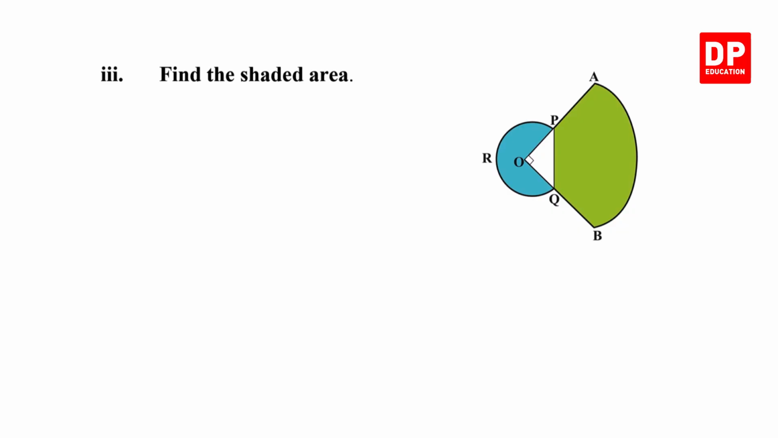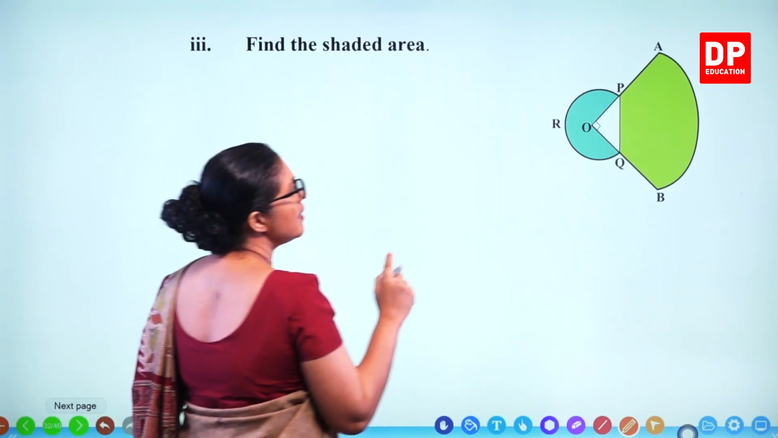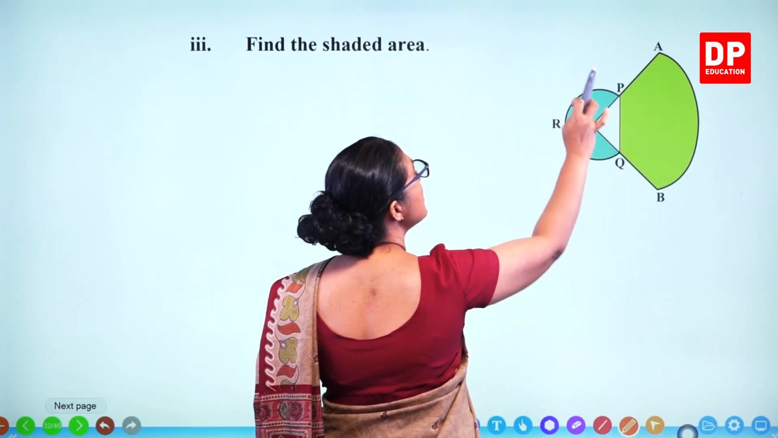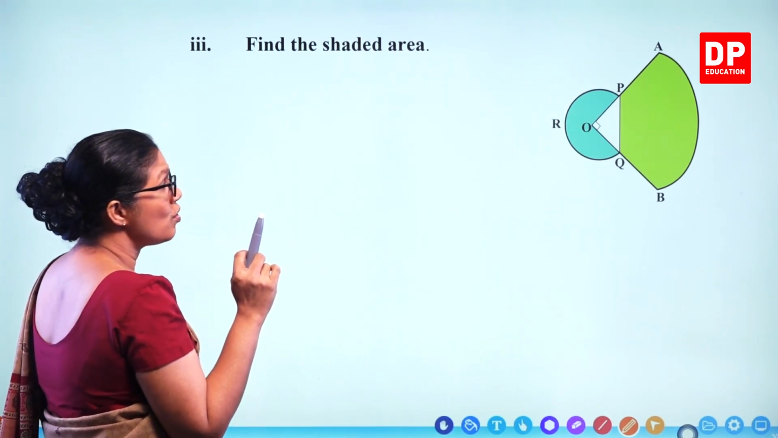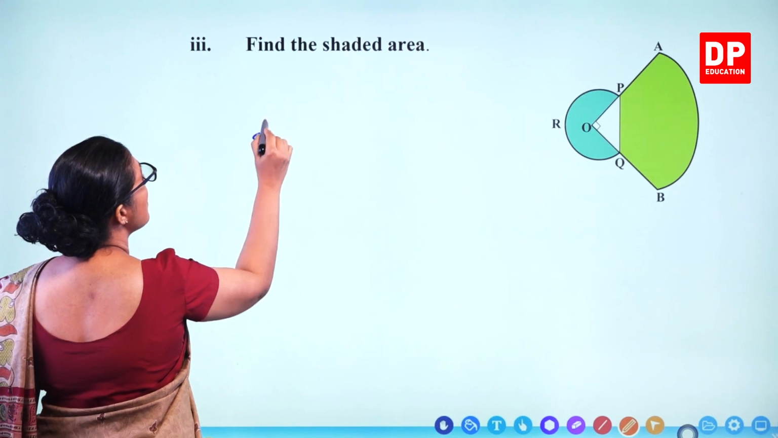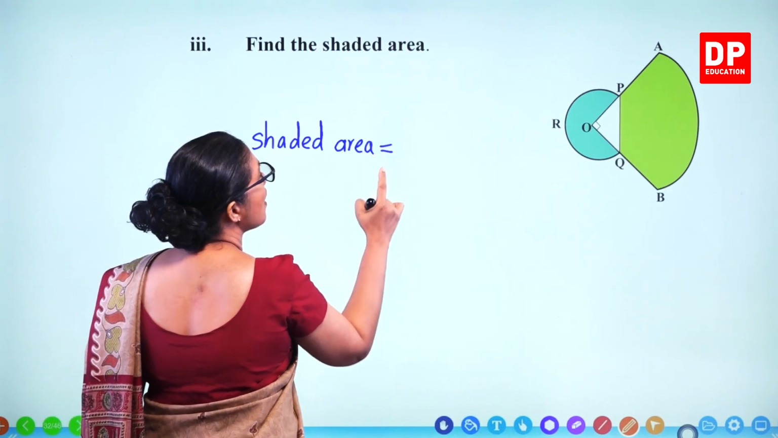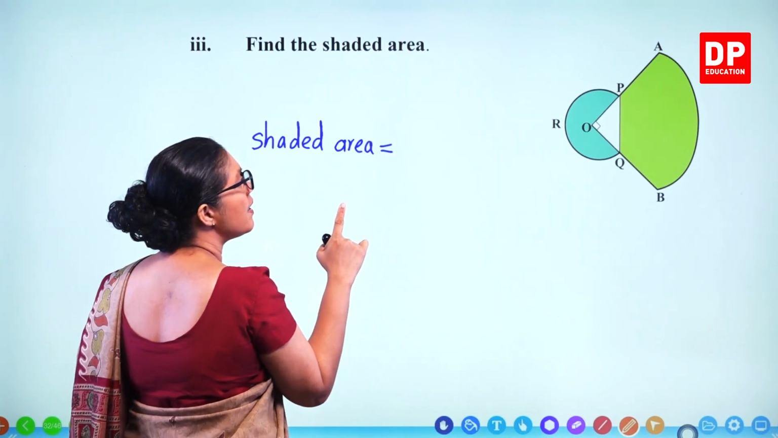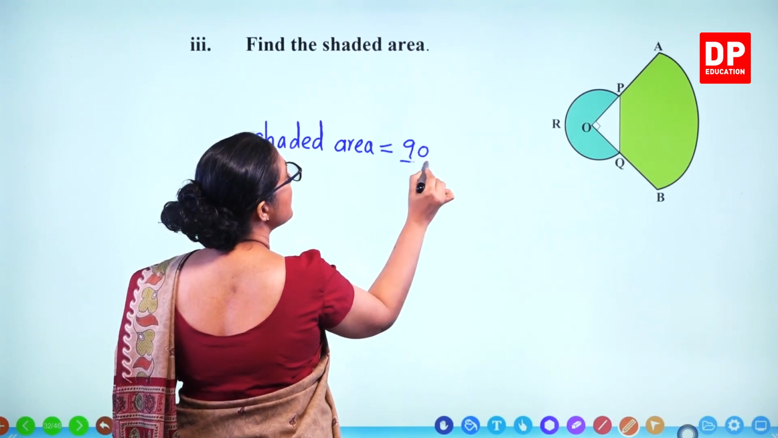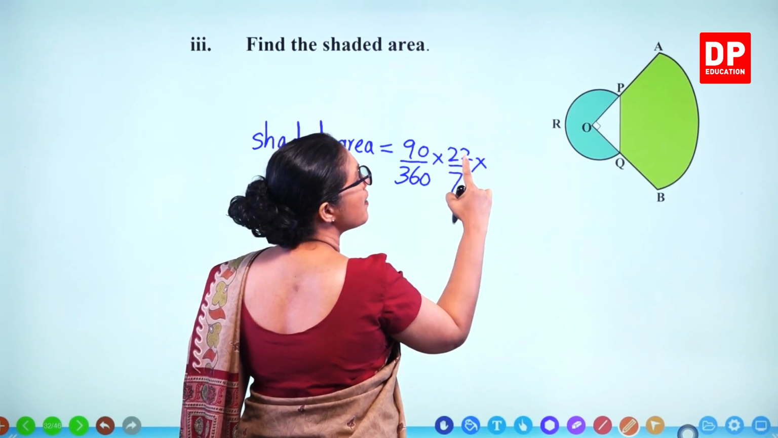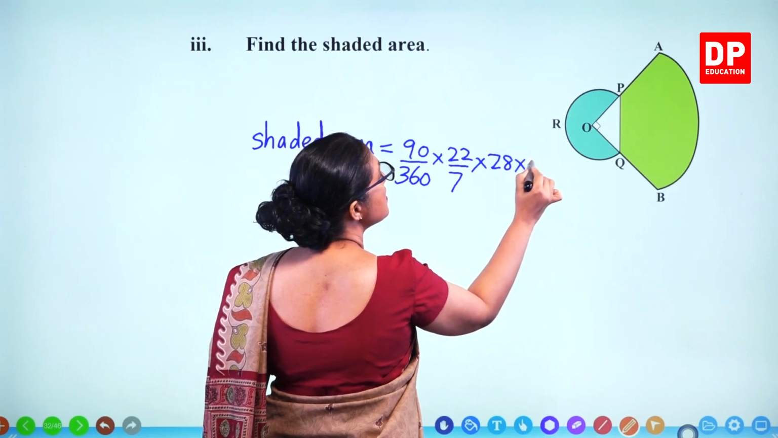Question number 2, part 3. Find the shaded area. How do you find the shaded area? We can find the area of the sector, minus this one is this part, and add the area of this one. So we need to use pi r squared. So the shaded area, I'll do at once. The bigger area: 90 over 360 into pi, 22 over 7, r squared. R is 28, 28 into 28.